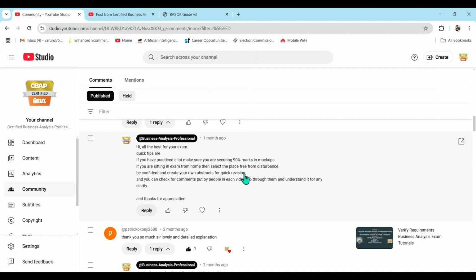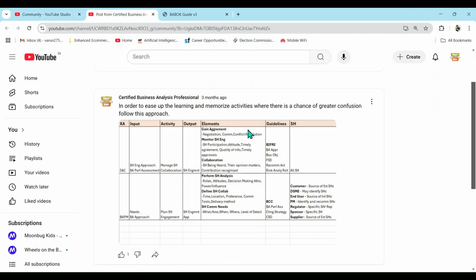So abstractions are nothing but a similar format of the structure and the learning material or a manual you create so that it would be easy for your quick revision.